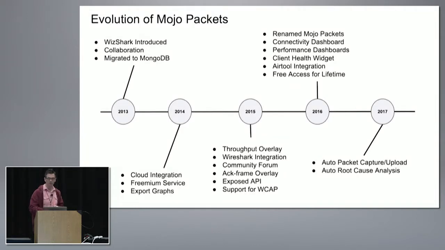I won't go through the evolution here because I won't have time to. I just wanted to point out a couple of things. The ones that I'm excited about myself, because I do a lot of competitive performance testing, single AP, multi-AP, and so on, a ton of it, are the performance dashboards that we added in 2015. Another one that I'm excited about is the integration for Airtool. That's really nice. With Airtool, you can just do a capture and upload directly to Mojo Packets. And then auto packet capture. So we'll show you where, at least if you have a Mojo wireless solution and an error is detected, you're going to get an auto packet capture, and then the auto root cause analysis.